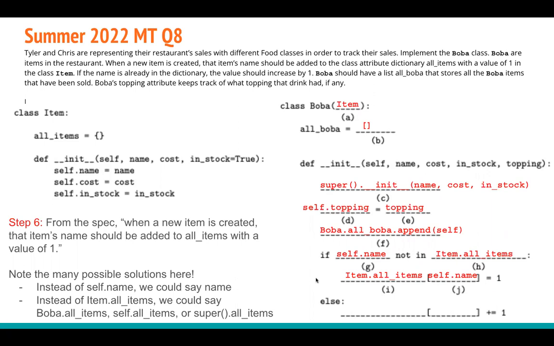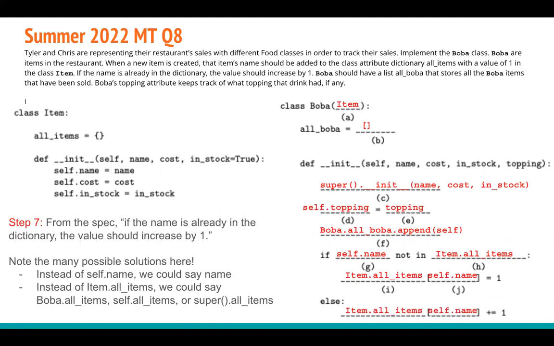And here we want to note that we have a lot of possible solutions. Instead of self.name, we could use name because name is an argument passed in, so we are able to access it just using name. But for convention, you usually want to use self.name whenever you're referring to an instance attribute. And instead of Item.all_items, we could also say Boba.all_items, self.all_items, or super().all_items. This is because, again, Boba is a subclass of Item, so it's able to access that all_items attribute by doing variable lookup in its parent class.